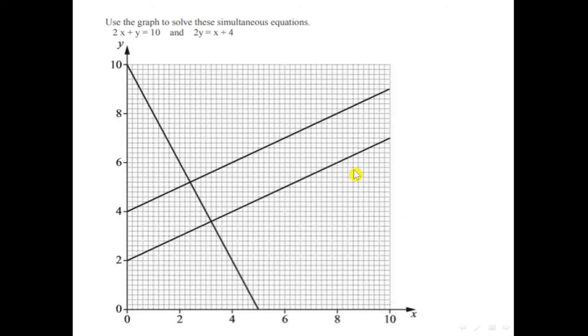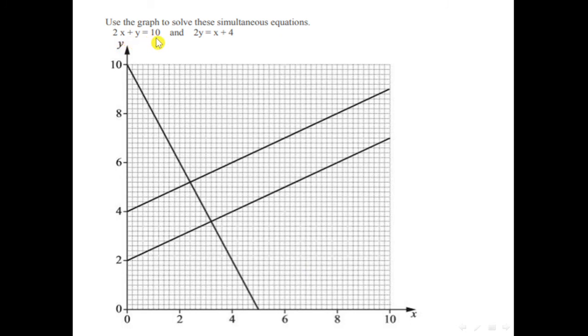This question: use the graph to solve these simultaneous equations, or you can also say synchronized equations. That means they are happening at the same time, crossing each other. Which one? Is it this one or this one? How do I know that?